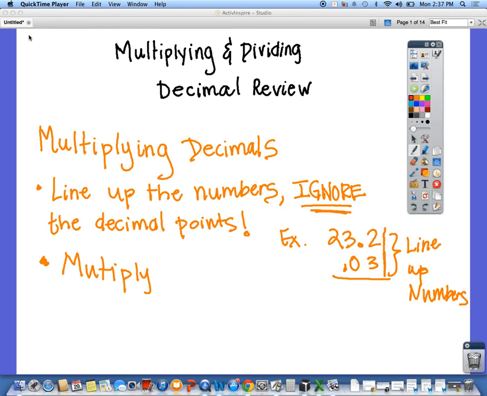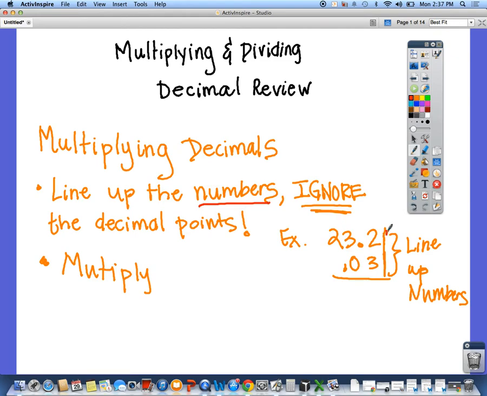Started. We're going to be talking about multiplying and dividing decimals. This is a review. So the first thing we're talking about is multiplying with decimals. We have to remember what you guys mess up a lot of the time is that you line up the numbers, not the decimal points. So you need to ignore the decimal points and then you can multiply.